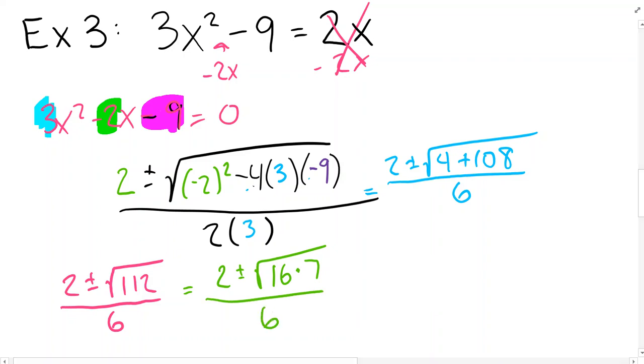And since 16 is a square, I can pull this out of my radical, and I get 2 plus or minus, the square root of 16 is 4, so this is going to be 4 root 7 all over 6. And I have all even terms everywhere, so I can take a 2 out of the top and a 2 out of the bottom, so this reduces down to 1 plus or minus 2 root 7 over 3.